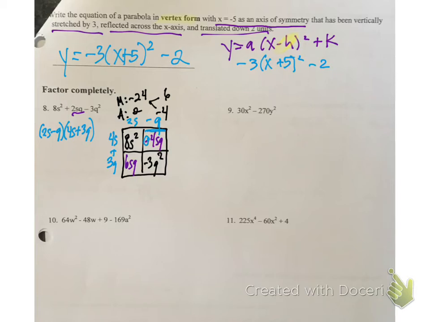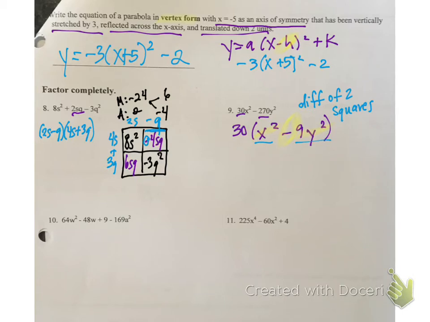For number 9, I'm going to see if I can pull out a greatest common factor. I can. They both share a 30 in common. So I'm going to rewrite this as x squared minus 9y squared. Then when you have two terms like this, and there is a negative sign in between, you have to see if you can actually take the square root of both of them. And that's called a difference of two squares, which I can. I can take the square root of x squared. I can take the square root of 9y squared.